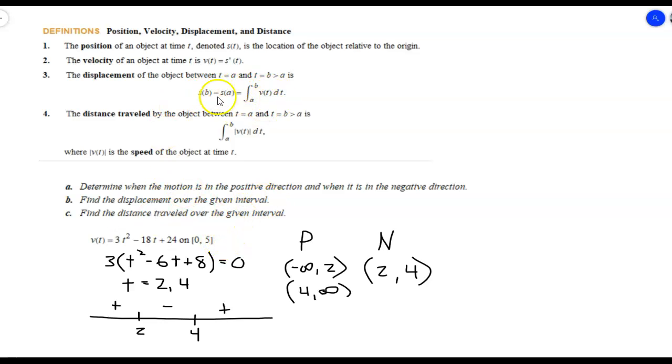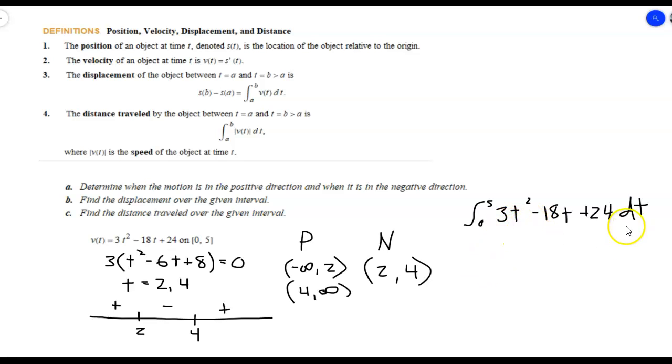So displacement here is just using that fundamental theorem of calculus part 2, and it's going to tell us where it is at the ending point relative to the starting point. So let's go ahead and do that. So that's going to be just the integral from 0 to 5 of our function 3t squared minus 18t plus 24, dt. So this is the definite integral that we want to find.